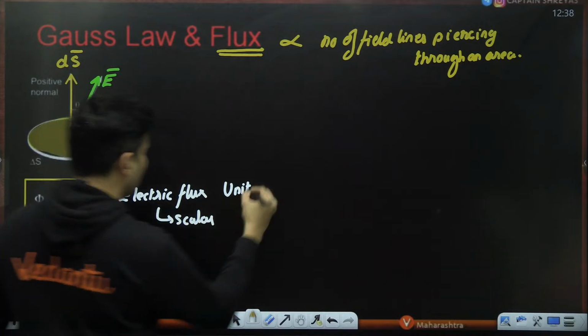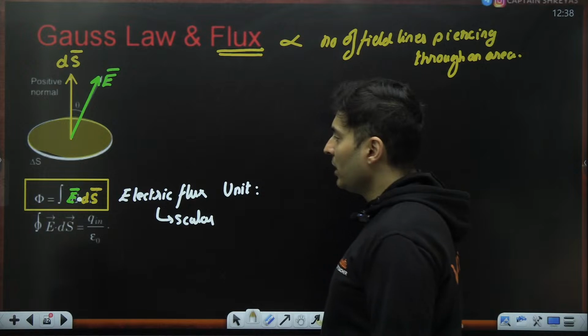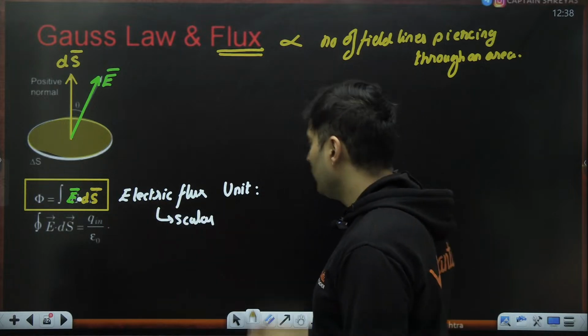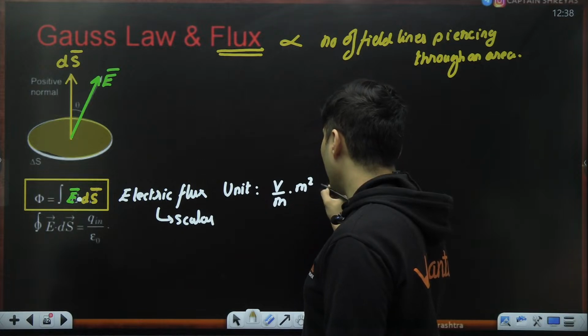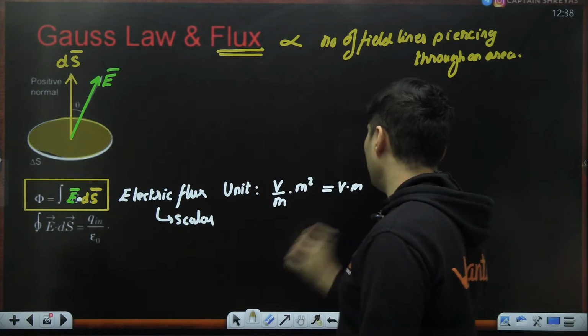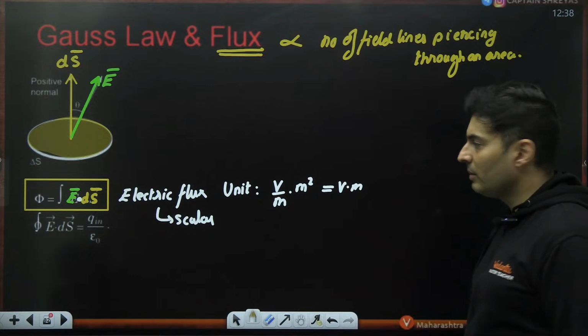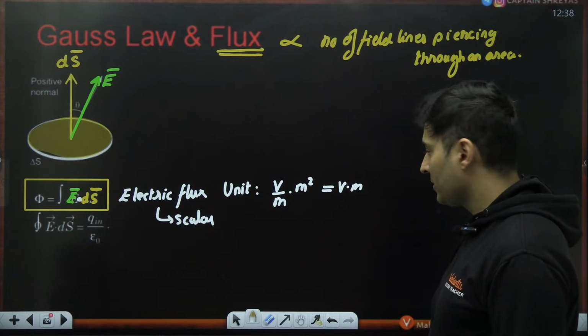Please mind it, it is a scalar quantity. The unit will be the unit of field into the unit of area. Field is volt per meter, area is meter square. So it will basically be volt into meter. Volt into meter will be the unit of electric flux.